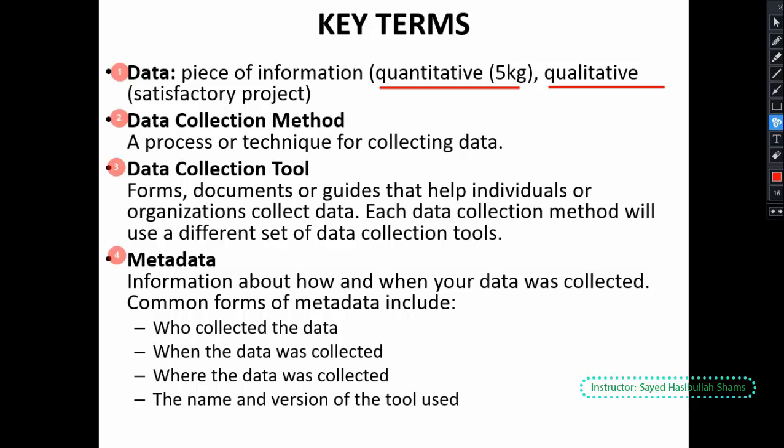For example, if it is project data, we will mention that the data was collected in that village, like one of the villages, and the name and version of the tool that we used. Every tool will have its title and name, and these are the metadata that we must consider during the design of the data collection tools.